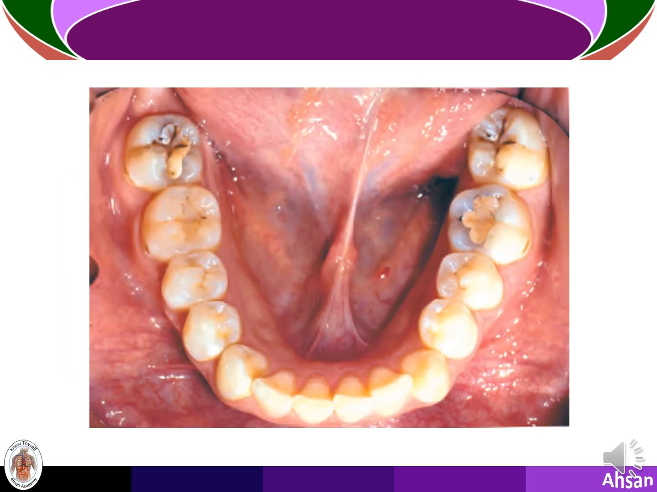You can see the floor of the oral cavity. The first arrow is indicating the frenulum linguae, and this is the opening of the submandibular gland, and this is the sublingual fold showing some openings of the sublingual gland.